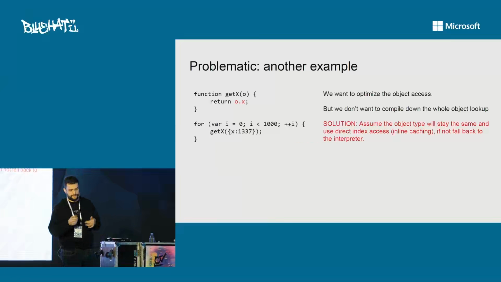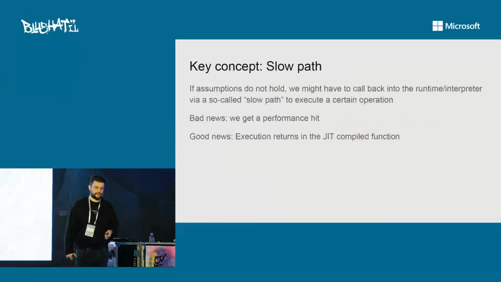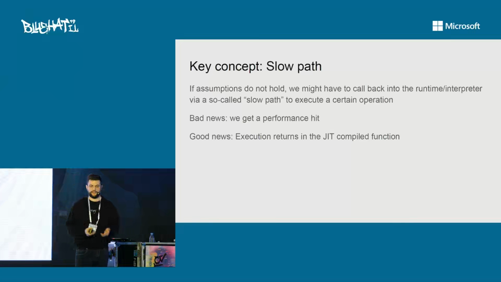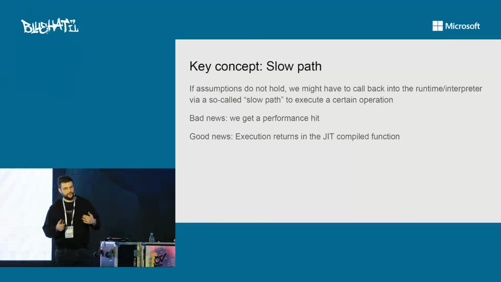And if the code gets an object of a different type when it's JIT compiled, then we'll have to fall back to the interpreter because the code won't be valid for other types of objects. So that takes us to two key concepts in JIT compilation. The first one is the so-called slow path. As I said, speculative compilation will make assumptions. Those assumptions need to be checked in the code, and if something does not hold, you might have to go back into the interpreter.